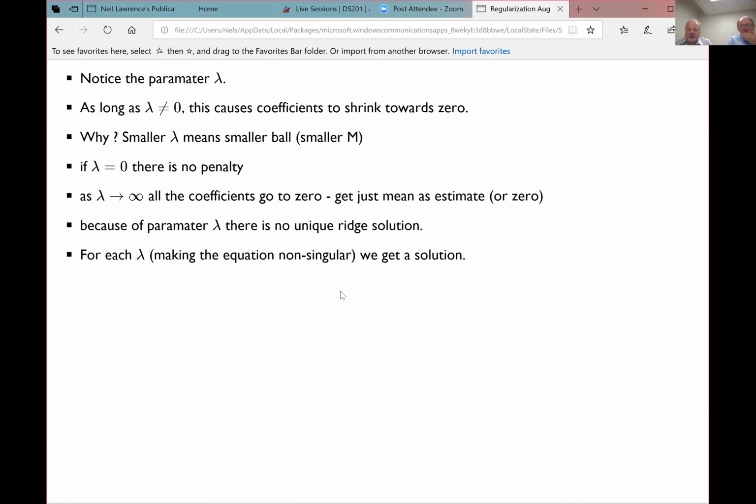Now I'm going to talk a little bit about lambda, which we have given short shrift till now, and Niels has said most of this. As long as lambda is greater than 0, this pushes the coefficients towards 0. It forces them to be in some ball. It gives them some maximum size. Larger lambda means smaller balls. Smaller lambda means you don't care so much about penalizing, so the ball is larger. That's a typo, and one that's worth correcting.